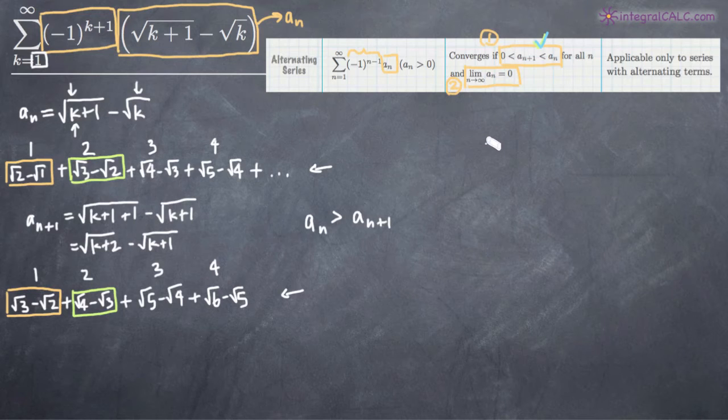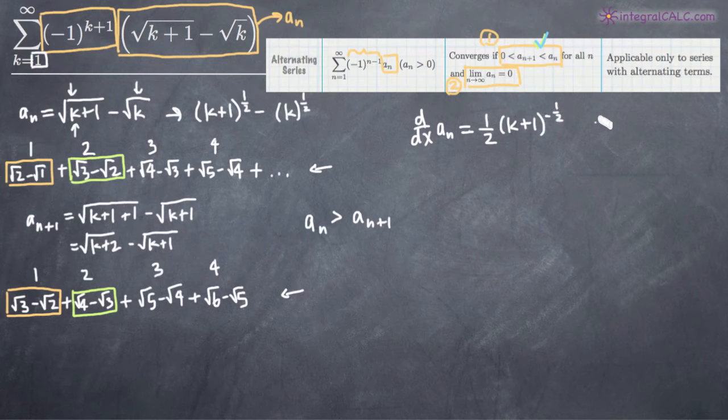If you take the derivative of a sub n, we'll say d dx of a sub n, the derivative of a sub n, is going to be, and let's transform this into k plus 1 to the 1/2 minus k to the 1/2, which is the same thing as keeping the square roots in there. The square root is the same thing as taking what's under the square root and raising it to the 1/2 power. So when we take the derivative, we'll multiply that 1/2 out in front, k plus 1 to the negative 1/2, and then we'll get minus 1/2 times k to the negative 1/2.